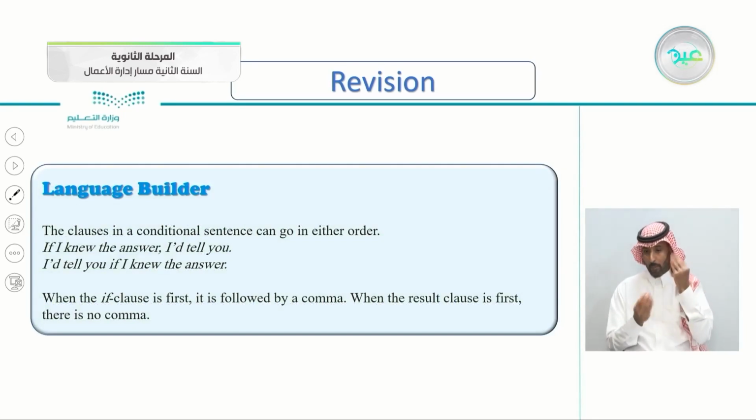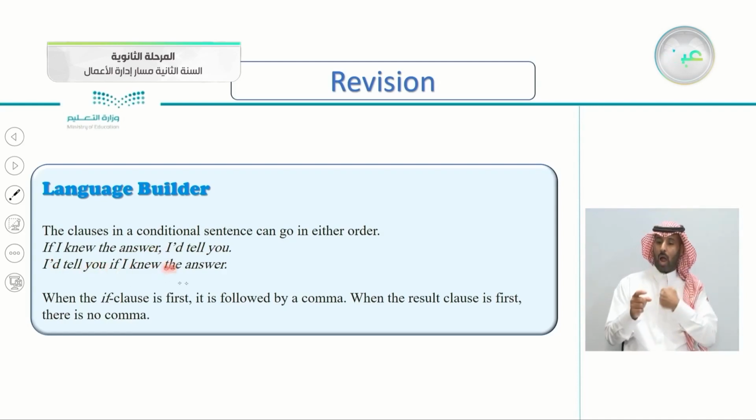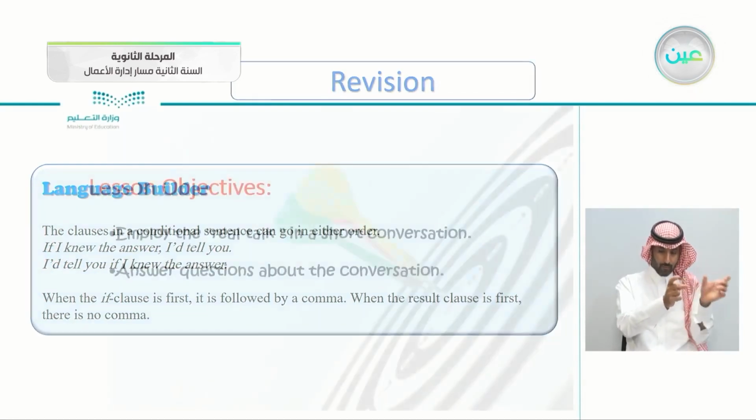And remember the two clauses in the conditional can go in either order. So we have the if clause and the result clause. You can begin with either one of them. But if you begin with the if clause, put a comma when you finish, then begin the result clause. And when you begin with the result clause, don't use any commas. If I knew the answer, I would tell you. I would tell you if I knew the answer. So this is the only difference there is. You can choose to begin with the if clause or the result or main clause.